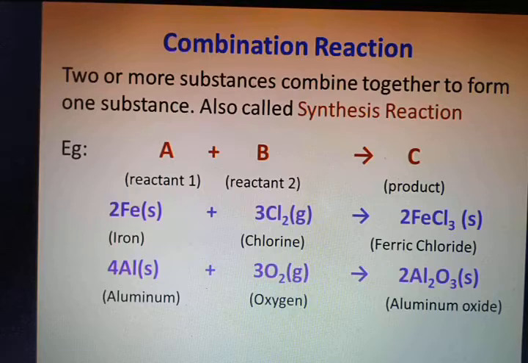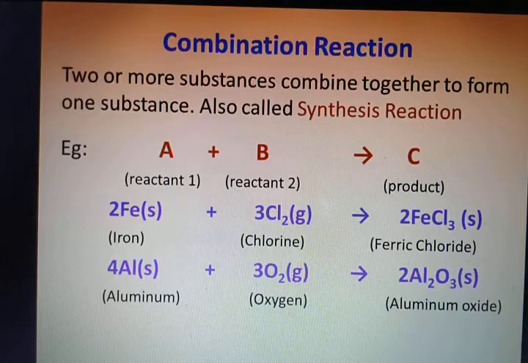Clear? So, combination reaction: two or more substances combine together to form one substance, and it's also called a synthesis reaction. Synthesis means to produce. Synthesis, one new substance will be produced. As you can see, the example given is the basic general structure of a combination reaction. Two substances, A and B, combine together and form one product, C.